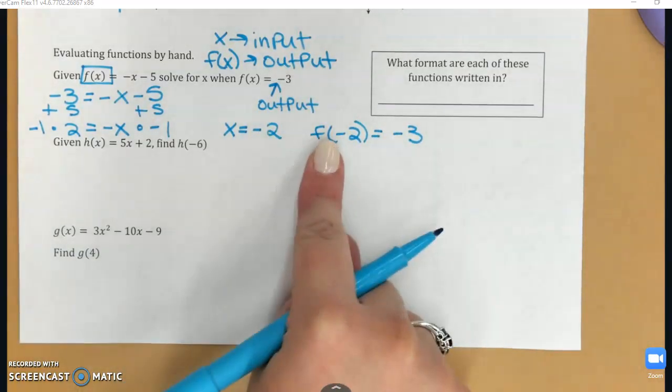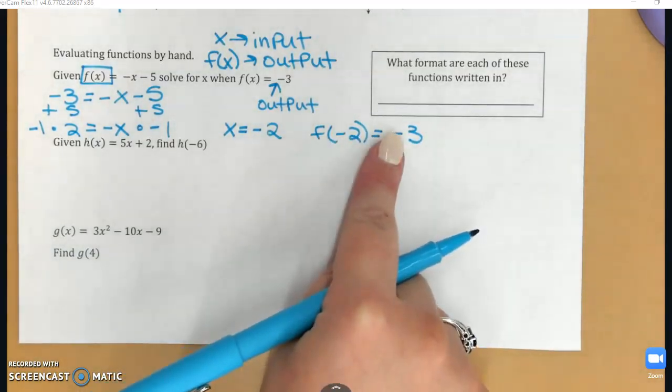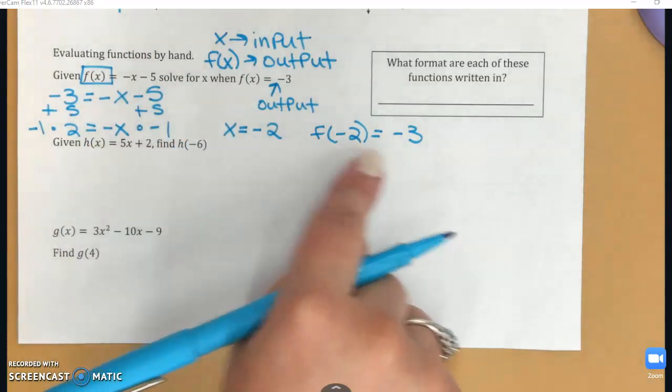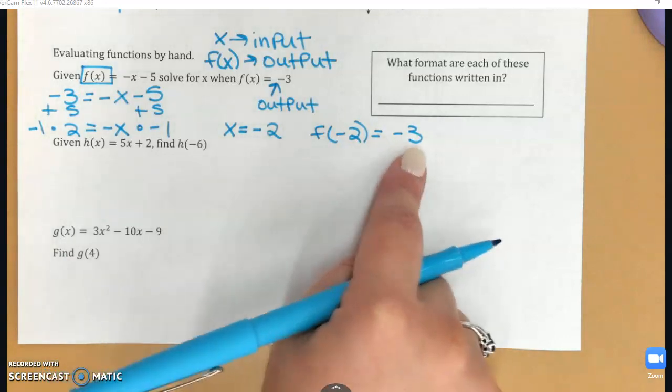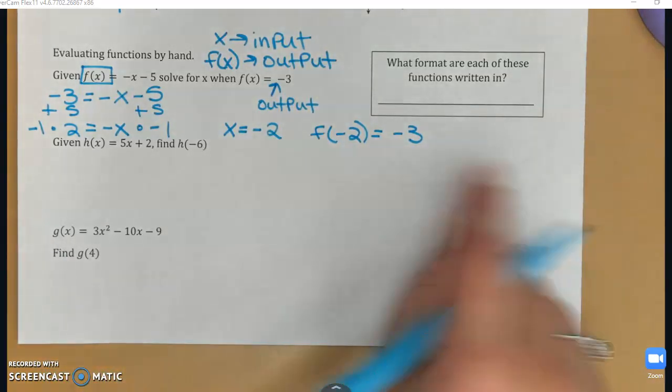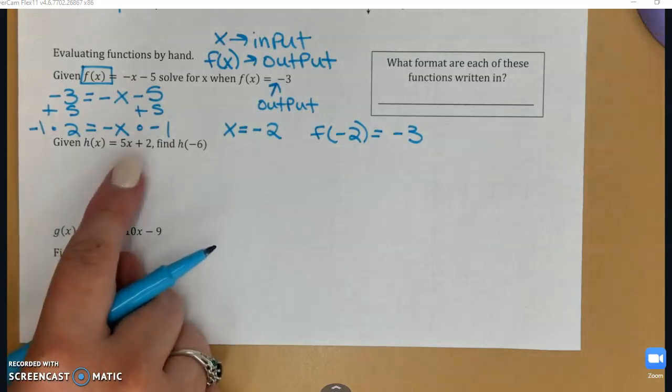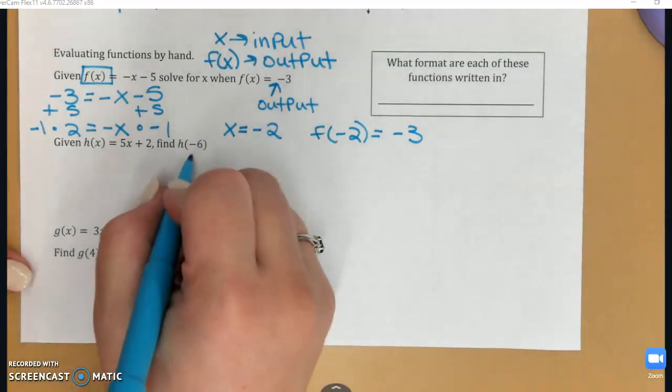When my input is negative 2, my output is negative 3. If I were to graph this function, somewhere on my graph I would have a point negative 2, negative 3. Okay, on to the next one. Given h of x equals 5x plus 2, find h of negative 6.